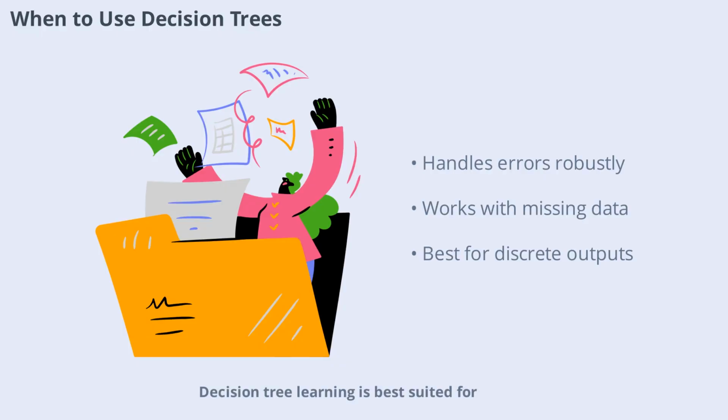Decision tree learning is best suited for problems where instances are described by attribute value pairs, and the target function has discrete output values. They work well when you need disjunctive descriptions, can handle errors in training data, and even cope with missing attribute values. This robustness makes decision trees a go-to choice for many practical machine learning tasks, from medical diagnosis to customer segmentation. Understanding when to apply decision trees is crucial for building effective models.